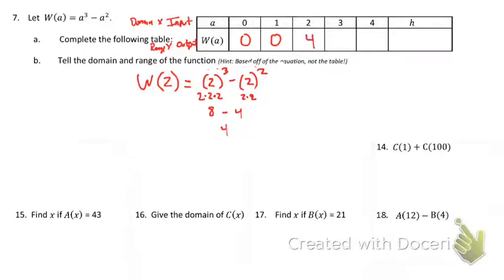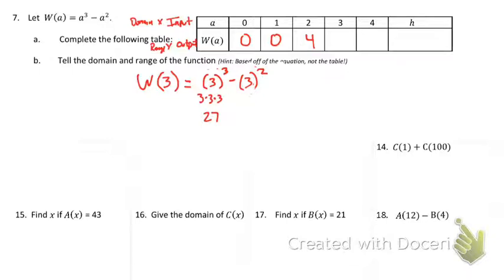Hopefully you're getting the hang of this. Let's go ahead and do the next input. The next one we have is 3. So let's evaluate this. 3 times 3 times 3. 3 times 3 is 9. 9 times 3 is 27. Again, if you're struggling with that, throw it in your calculator.